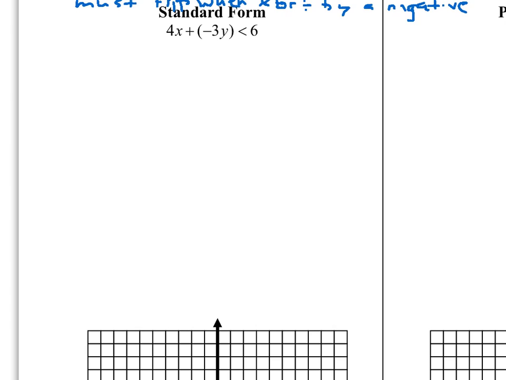Michaela. Yes. Add a negative 4 to both sides. So, all right, so negative 4 plus 4x plus negative 3y is less than... Oh, you didn't say x. Well, but you know what I mean.